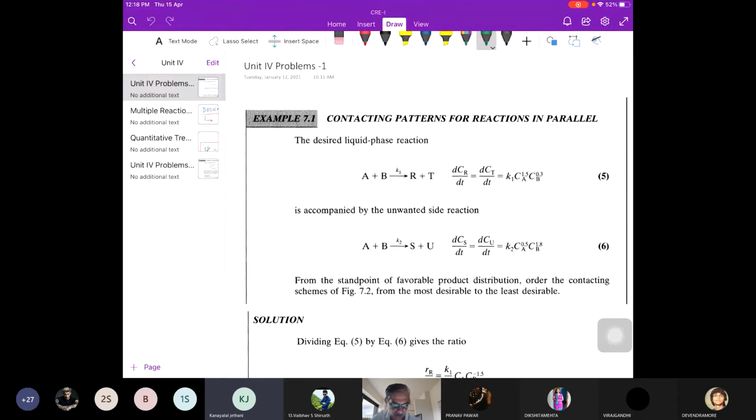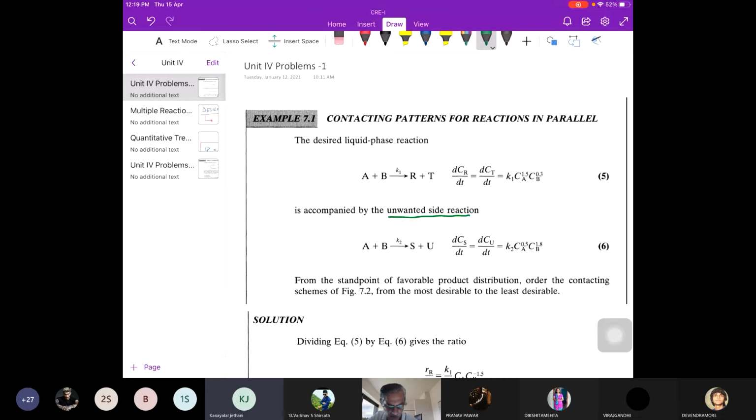The liquid phase reaction A plus B giving R plus T, and the rate of reaction is given as dCr by dt is equal to dCt by dt is equal to K1 Ca to the power of 1.5 and Cb to the power of 0.3. And there's an unwanted side reaction, A plus B giving S plus U, dCs by dt is equal to dCu by dt is equal to K2 Ca to the power of 0.5 and Cb to the power of 1.8.